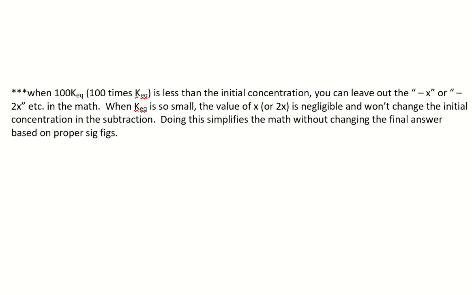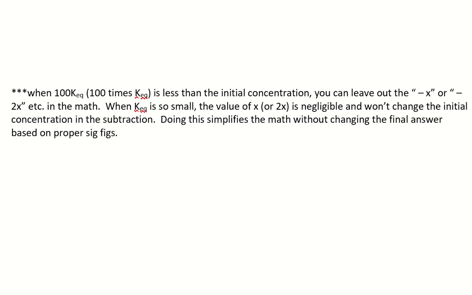Let's consider another problem now, but I'd like to add in the additional rule. When 100 times the KEQ is still less than the initial concentrations you're given, you can leave out the minus x or the minus 2x in the math. And what this means is that when KEQ is that small, the value of x is going to be negligible and won't change the initial concentration in the subtraction. Doing this is going to simplify the math without changing the final answer based on significant figures.